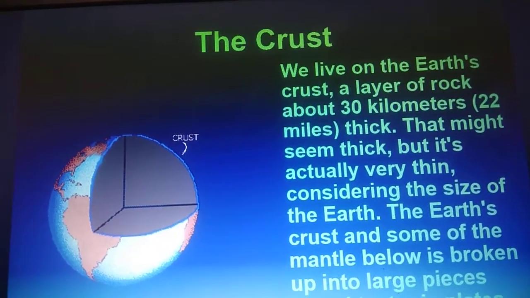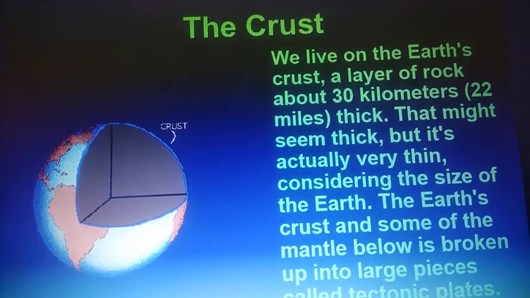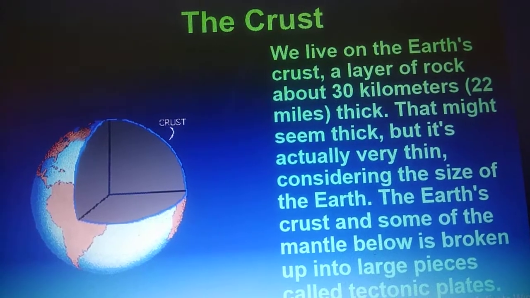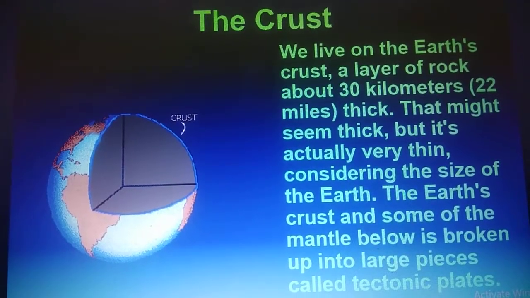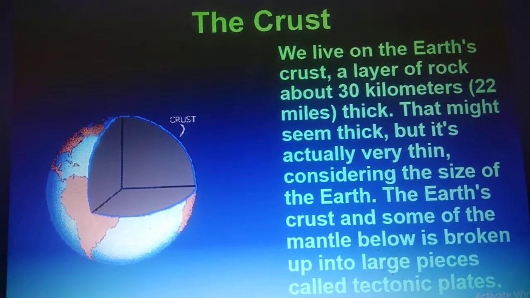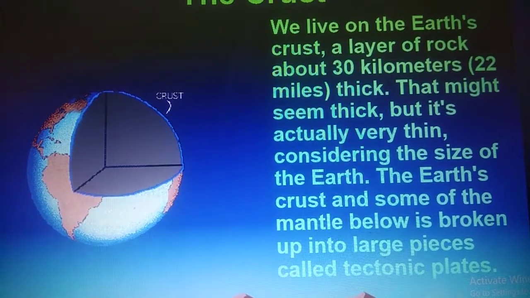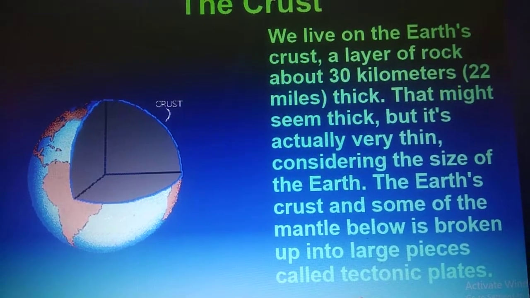30 kilometers have become hard. The rest is still in a semi-liquid state or a molten state. Okay, so we have to see how we can describe the crust. It is the outermost, thinnest, solid layer of the earth, and it is brittle too. We see that the earth's crust is broken into large pieces and it is floating on the mantle.